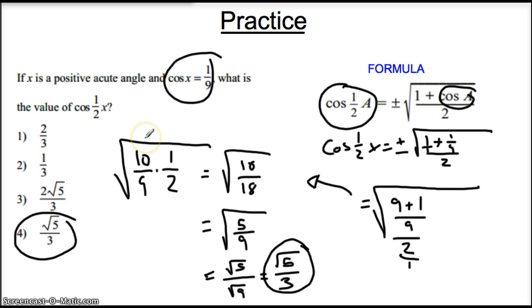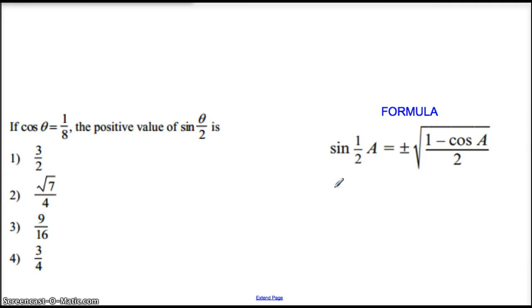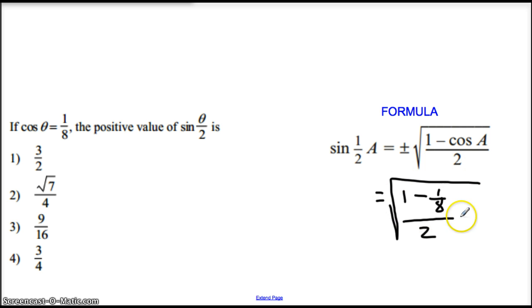So really, if you could just plug in and follow the steps here, which do get a little messy, you'll get your answer. All right, I'm not going to go all the way through this one with you, but if we know the cosine of theta is 1/8, we want to find the positive value of the sine of half theta. Well, let me just tell you this. All you're going to have to do is plug in, but I'm going to let you find out what the answer is for yourself. So it's going to be 1 minus the cosine of theta, which is 1/8, all over 2. And you guys have to do this all on your own. All right? Good luck, and I hope you learned something.